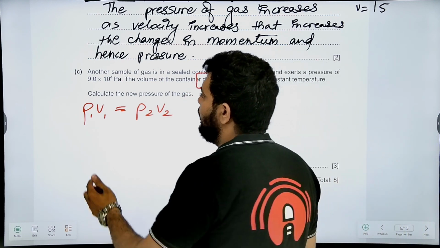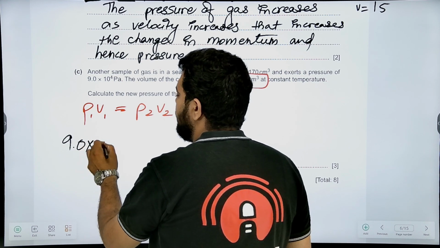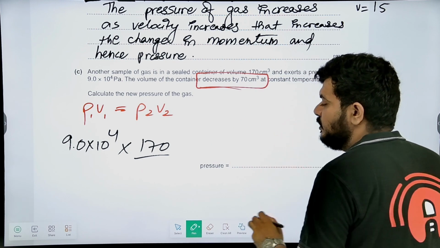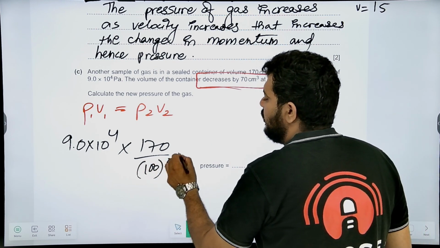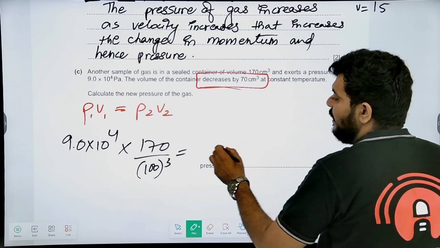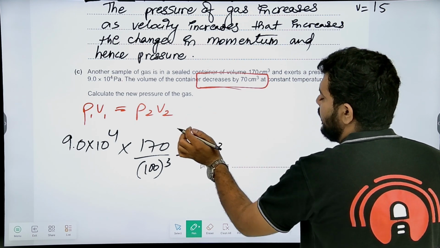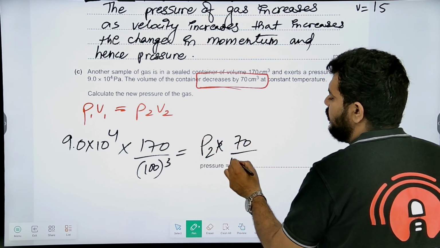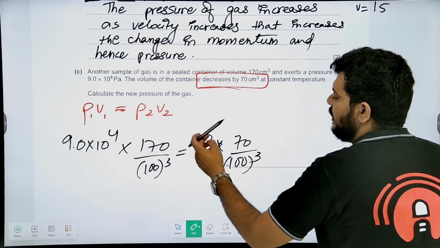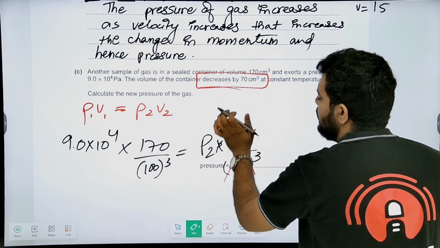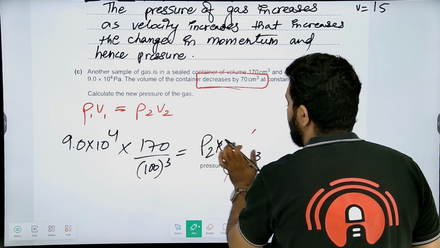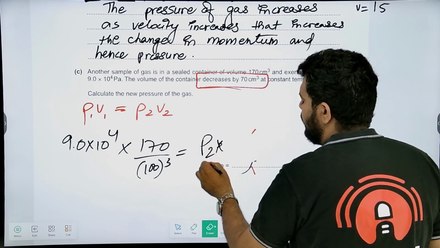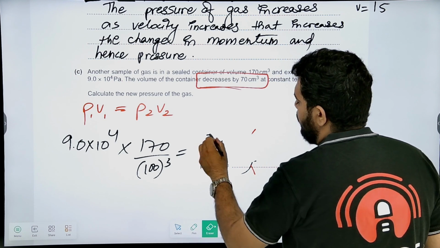We look at values. We'll write P1 is 9.0 into 10 to the power 4 multiplied by 170 upon, because this is in centimeter cube, I need to change this in meter cube, 100 cube, is equal to the unknown pressure P2 multiplied by 70 upon 100 cube. This is incorrect. They are saying it is decreased by 70, not that it changes to 70. Okay, so let's quickly get to that. Just a second, let me erase this properly.